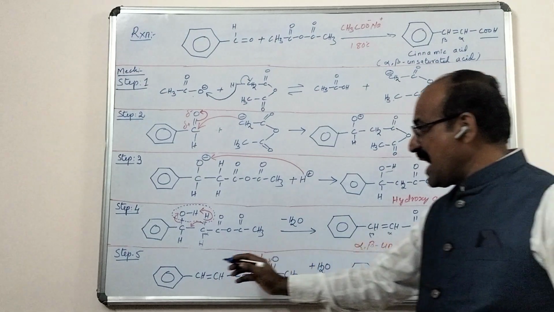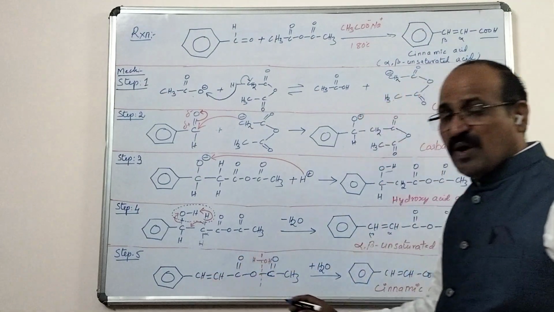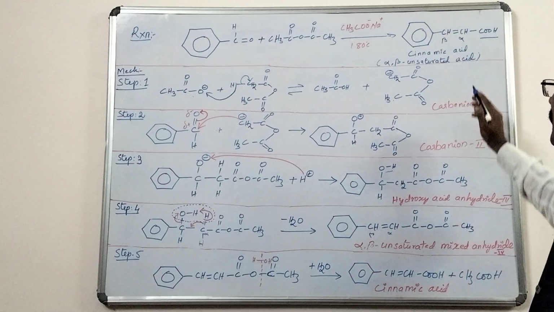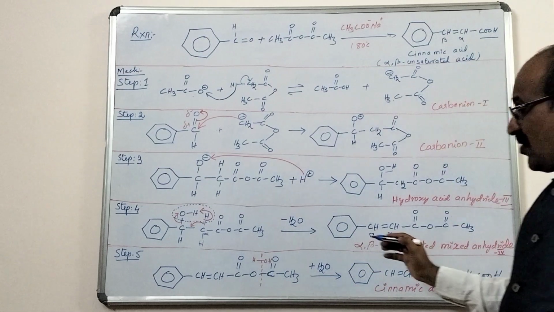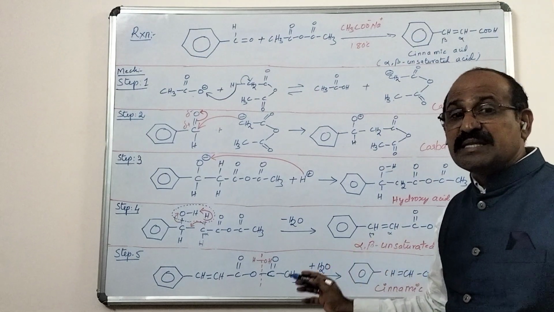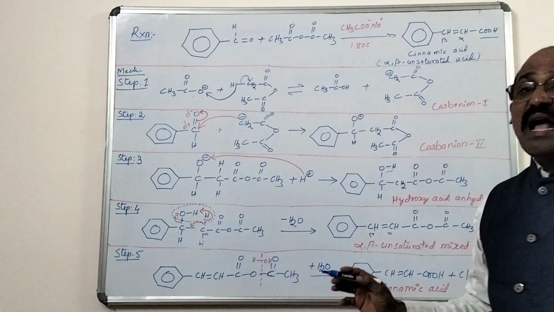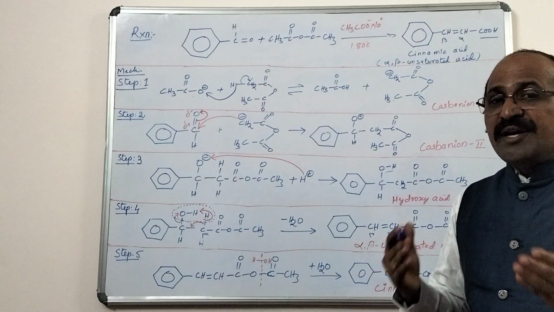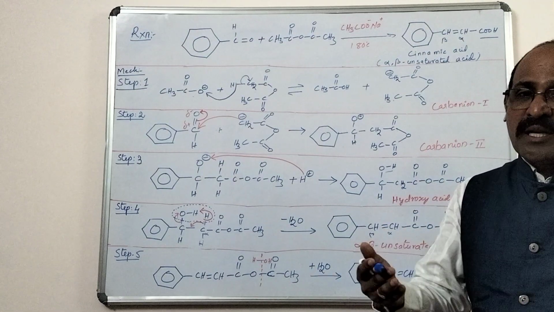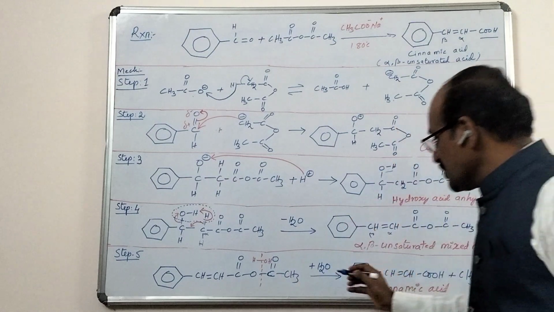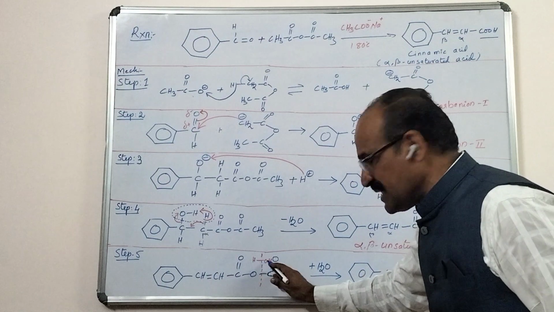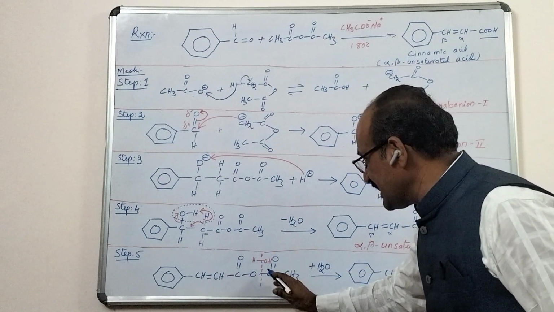And if you see the last step, that is the fifth step, where you will get the cinnamic acid or alpha beta unsaturated acid, which forms on hydrolysis. So the fifth step is the hydrolysis. As you know, hydrolysis means addition of a water molecule and breaking down the molecule. So water is H2O, as you know. This H2O will dissociate or be broken down heterolytically like this.